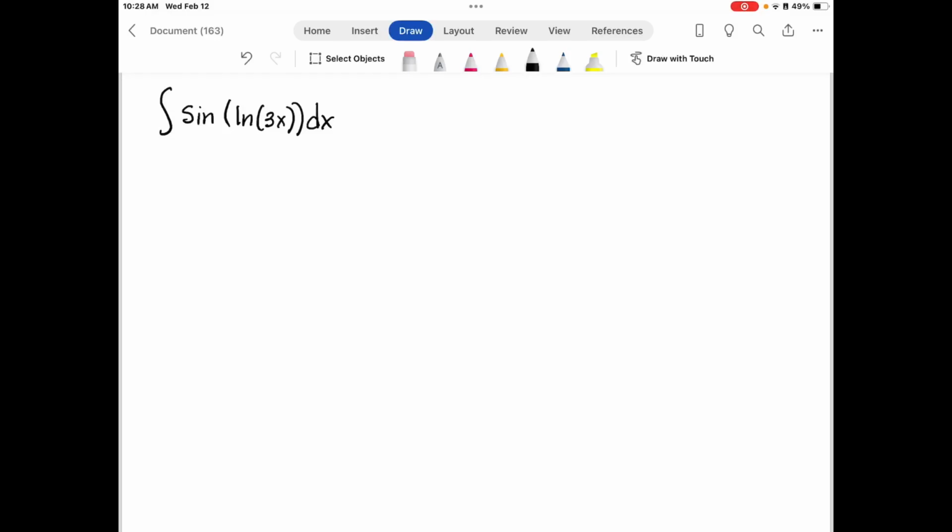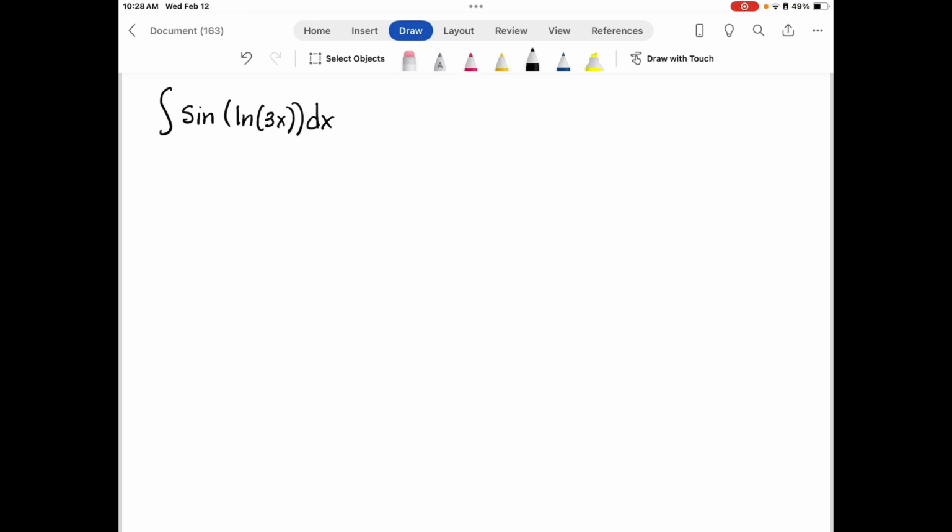In this video, I'm going to walk you through finding the antiderivative of sine of natural log of 3x. This is going to be a little tricky, and we're going to need to use substitution, then integration by parts twice, and then a little trick at the end that I'm going to show you.